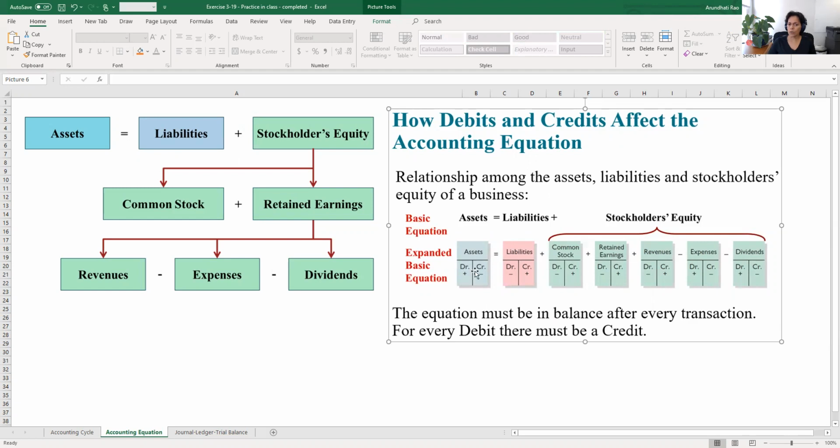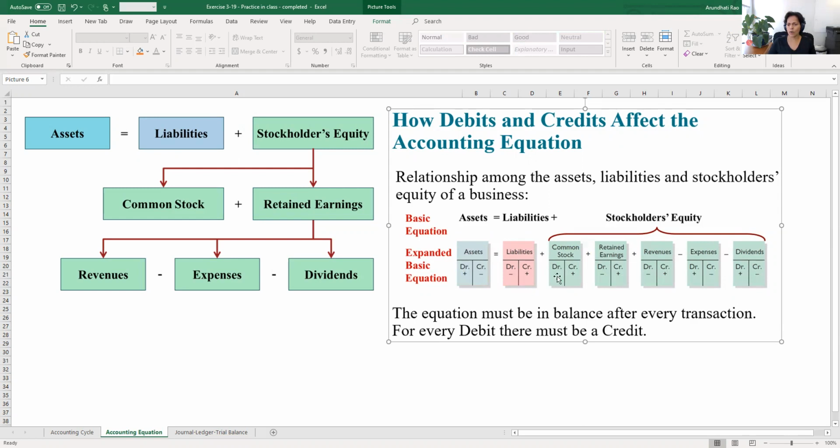So now we move on to debits and credits. You're looking at 2 sides of each account. For every account, it doesn't matter which one you're looking at, the left-hand side is always called debit. The right-hand side is always a credit. The difference is each of these accounts have what we call a normal balance. That's the side we increase the account on.